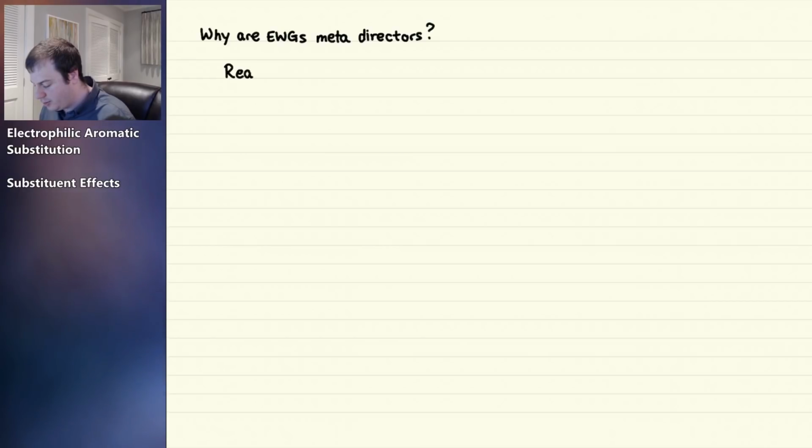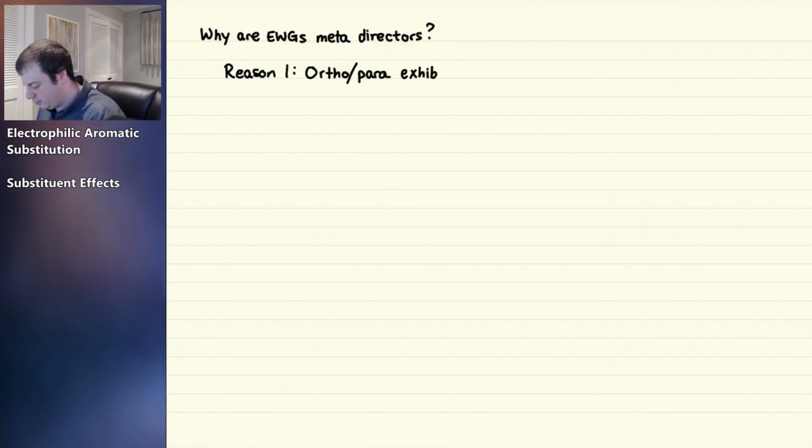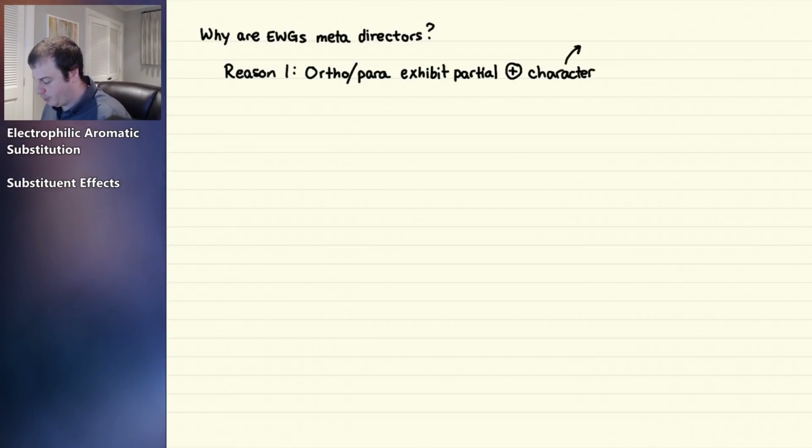Reason number one, ortho-para exhibit partial positive character when an electron withdrawing group is present. Remember that by creating partial positive character, we're reducing the nucleophilicity at these positions. Right? So if they exhibit partial plus character, they're less nucleophilic.